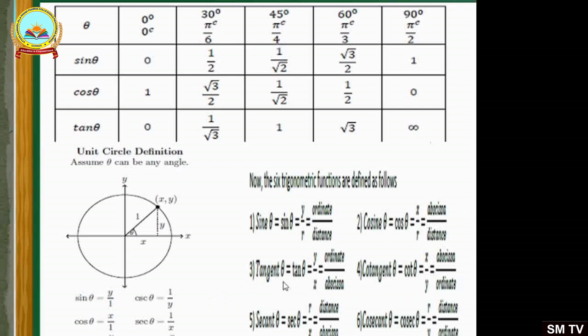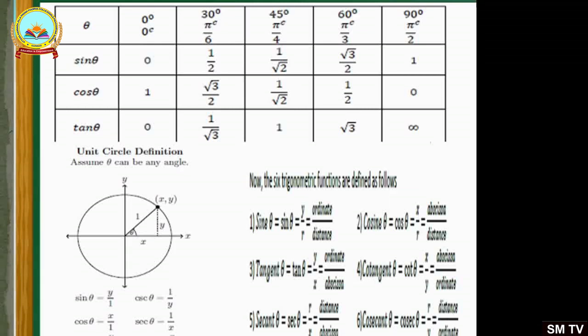Tangent of an angle theta is tan theta, the ratio y by x, ordinate by abscissa. Cotangent of an angle theta is cot theta, x by y, abscissa divided by ordinate. Secant of an angle theta, denoted by sec theta, is r by x, distance divided by abscissa. And cosecant of an angle theta is cosec theta, r by y. R means distance, y means ordinate.